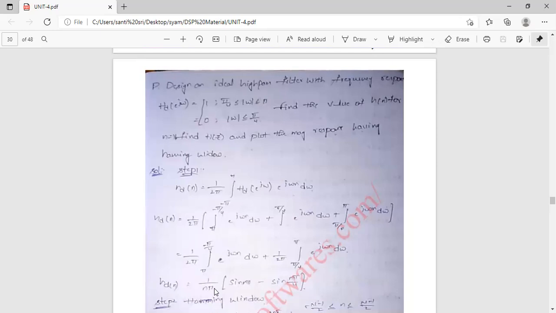So what is step 1? First of all, write HD of n as the inverse Fourier transform. HD of n equal to 1 by 2 pi integral from minus pi to pi of HD of e power j omega e power j omega n d omega. Then HD of n is equal to 1 by 2 pi integral, varying from pi by 4 to pi.